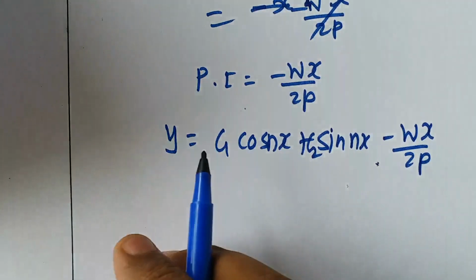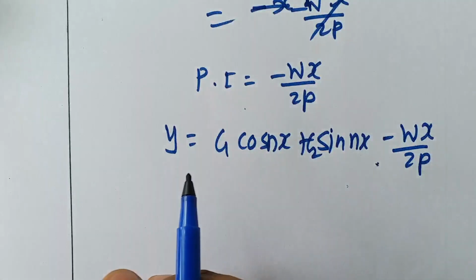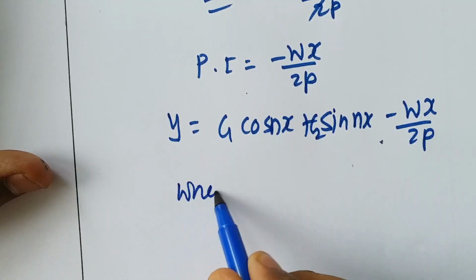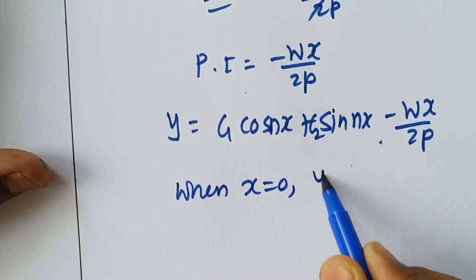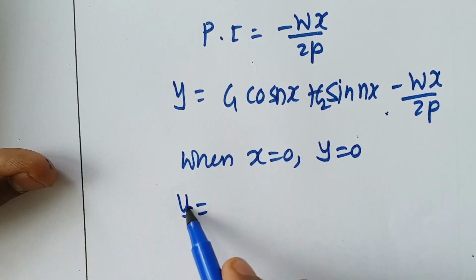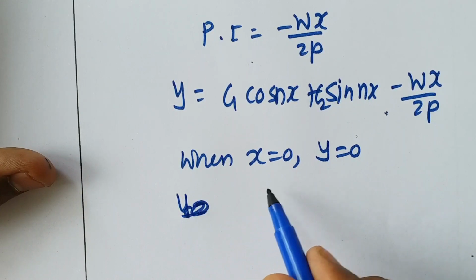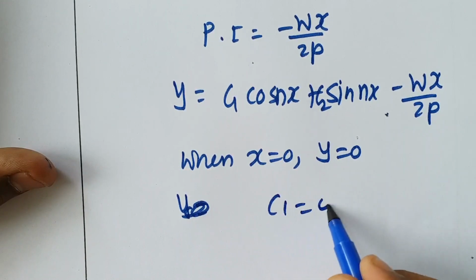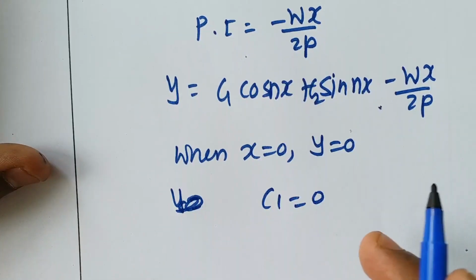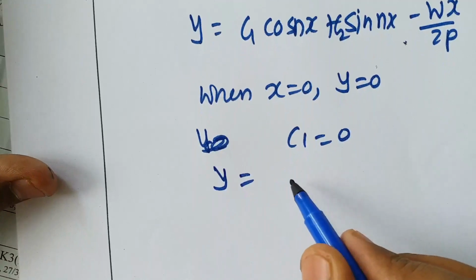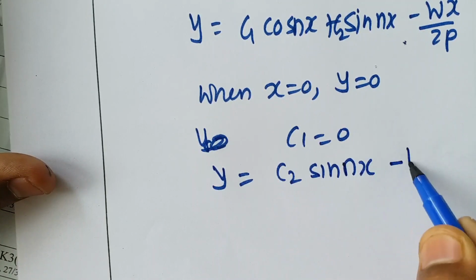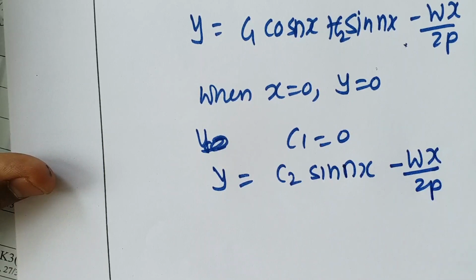Now we are going to use the initial conditions. We have the condition at the end point: when x equals 0, y equals 0. This is known to us, right? So we put x equal to 0, y equal to 0, and we get C1 equal to 0. Therefore your y will get reduced to C2 sin nx minus Wx by 2P.